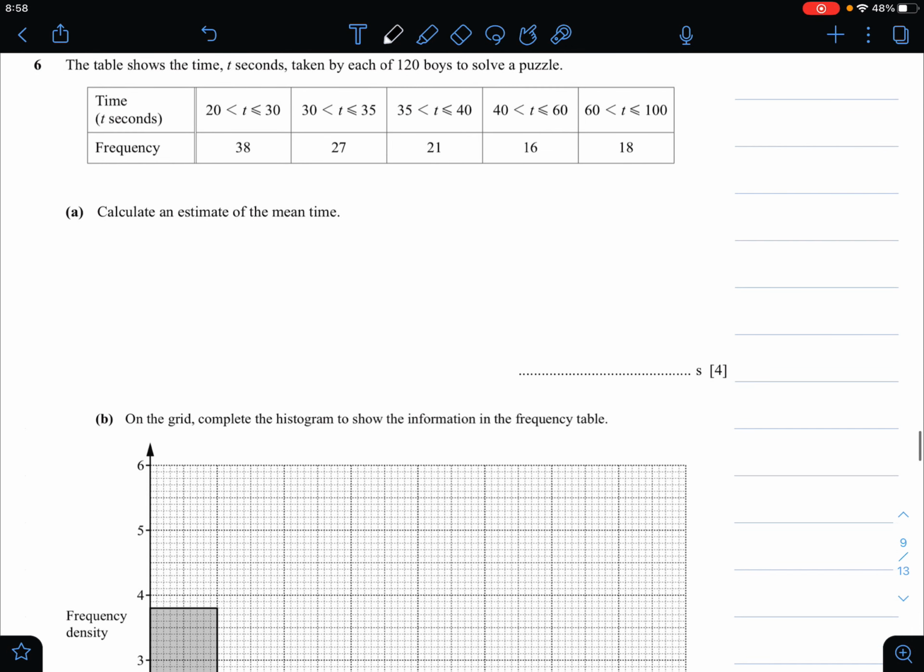Welcome to ANS Solver question 6 of this paper. So for part A, they are asking us to calculate an estimate of the mean time. So how we do that is we use the formula summation fx divided by summation f.